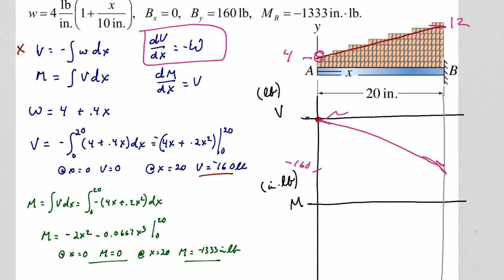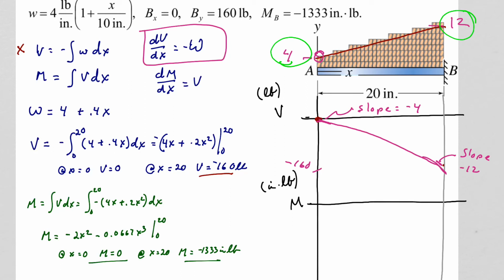My slope here is equal to a negative 4 based off of this value. And then the slope here is equal to a negative 12. It's a negative of the distributed load.